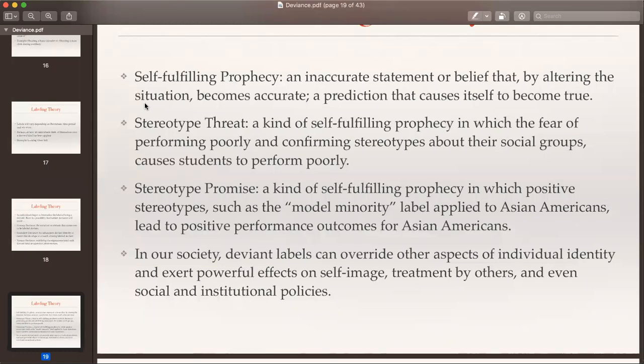Then we look at stereotype promise. It's a self-fulfilling prophecy in which positive stereotypes, such as the model minority label, is applied to particular groups, in particular, let's say, Asian Americans, that lead to positive performance outcomes for Asian Americans. Well, what I tell my students is that if you're going to accept the positive stereotypes, then you also have to be willing to accept negative stereotypes.